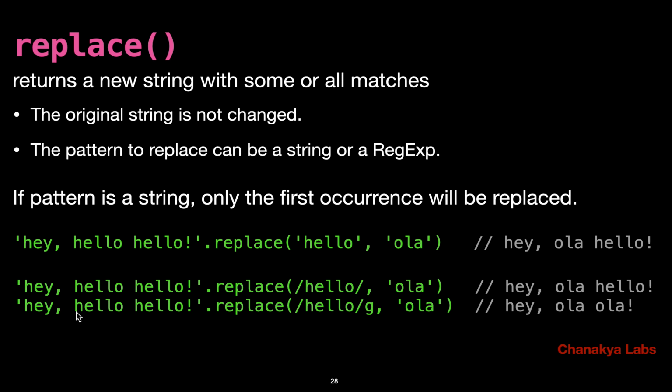But if you want to replace all the instances, then using strings it is not possible in the replace method, but you can pass a regular expression with the global flag, right? If you use that, then whatever this regular expression is matching, wherever, everything will be replaced by the second parameter which you are passing. So everywhere hello will be replaced with Ola. Okay, so you can see that both instances are replaced.